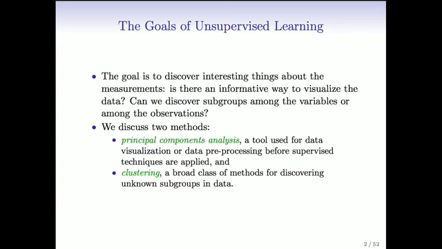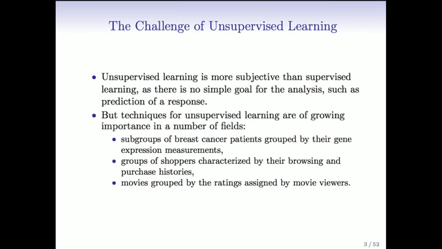There are lots of methods for unsupervised learning, but in this short lecture, we're just going to talk about 2 of the most important ones. First is principal components analysis, which is a tool for viewing data or for pre-processing the features for use later in supervised learning. And the second is clustering, which is a class of methods for grouping the objects into different subgroups. Okay, so we'll talk about those 2 methods today.